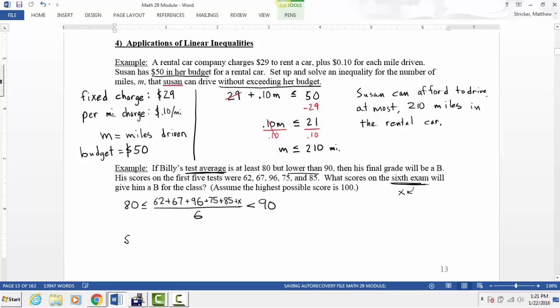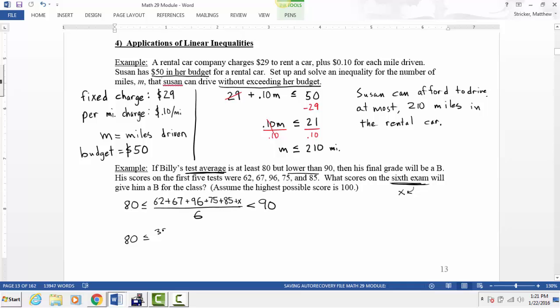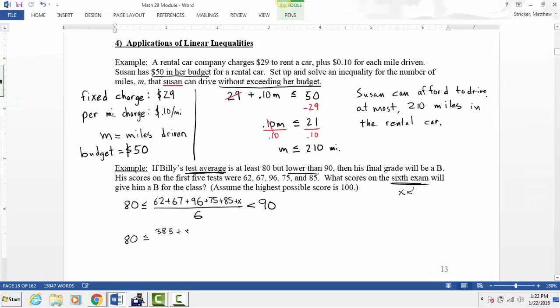So we could simplify a little bit here. We have 80 is less than or equal to, let's add up those scores that we do know. So we have 62 plus 67 plus 96 plus 75 plus 85 equals 385. So we have 385 plus x divided by 6 is less than 90.